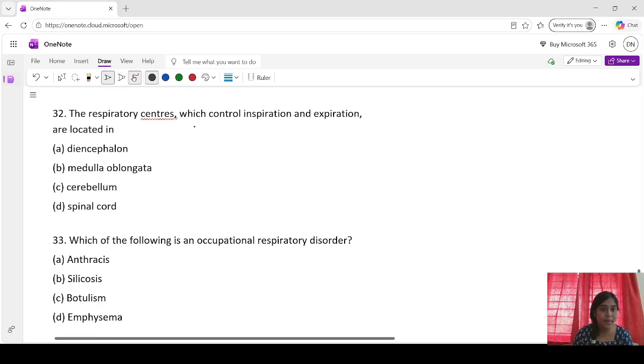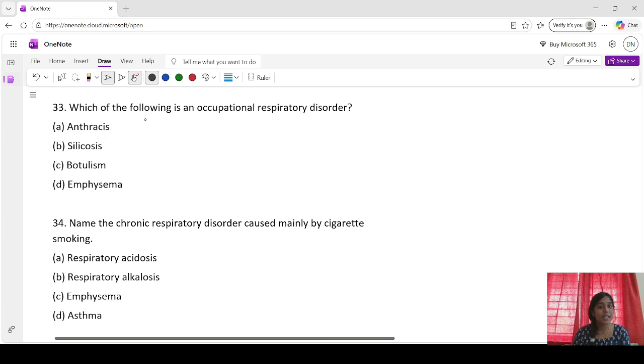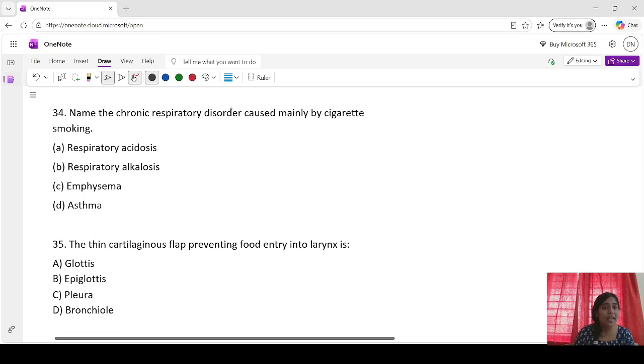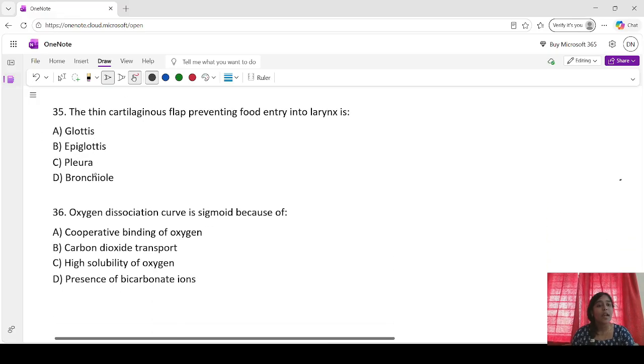Next 32nd question. The respiratory centers which control inspiration and expiration are located in the medulla oblongata. Which of the following is an occupational respiratory disorder? Among these, silicosis is the occupational respiratory disorder, because the workers who are working in the mining industry who inhale the silica continuously will be affected by silicosis. Name the chronic respiratory disorder caused mainly by cigarette smoking. What is that? Emphysema.